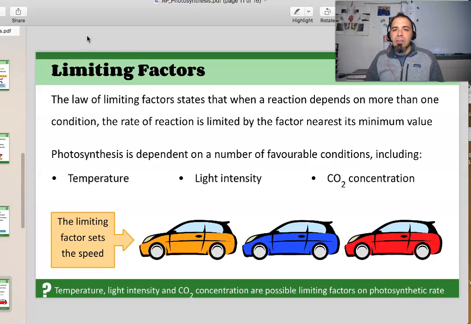The law of limiting factors states that when a reaction depends on more than one condition, the rate of the reaction is limited by the factor nearest its minimum value. So photosynthesis is dependent on a number of favorable conditions, including temperature, light intensity, and CO2 concentration. So the limiting factor sets the speed. If you've got good temperature, good light, a lot of CO2, you're going to have a very quick reaction. You drop the temperature, you drop the light intensity, you drop the amount of CO2, you're going to have a very slow reaction. So think of those three things as affecting the rate or the speed of the reaction.